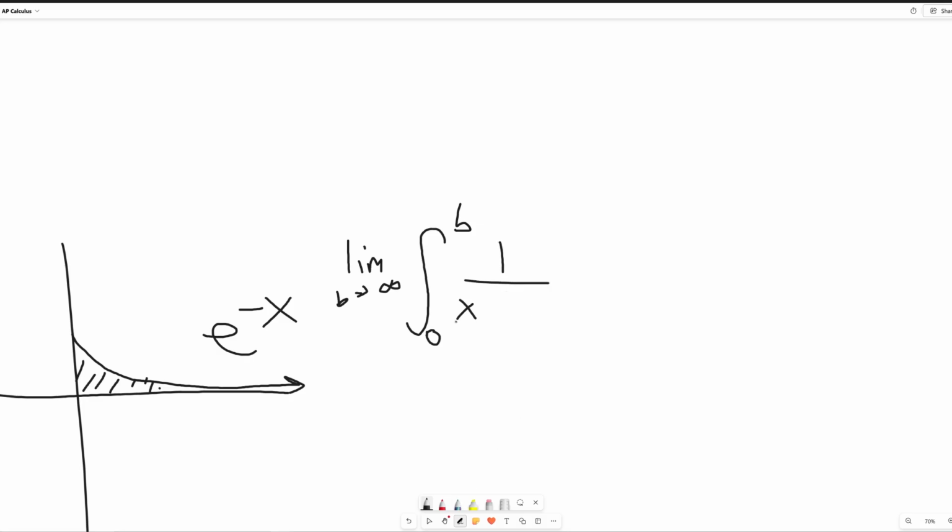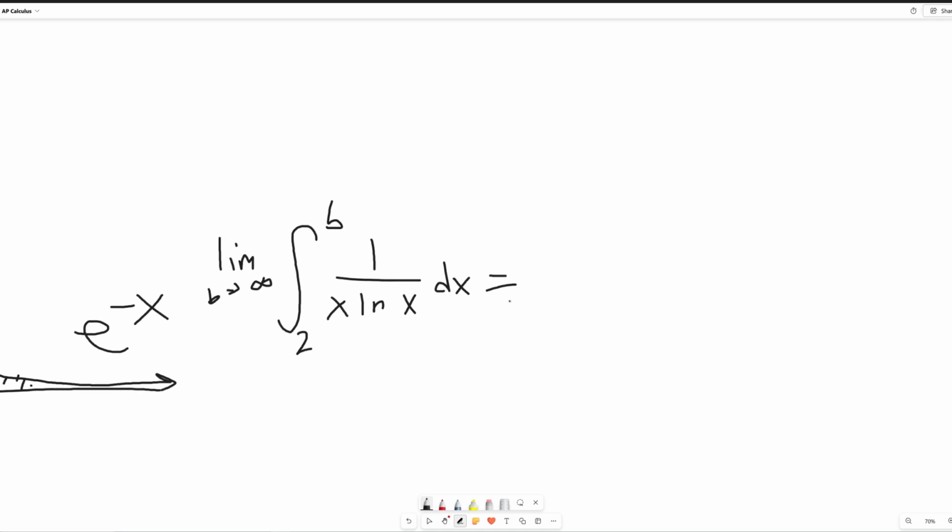1 over x ln of x. We know that 1 over x is divergent, has infinite area. But for 1 over x ln of x, we're going to go from 2 because ln of 1 is 0, so it doesn't exist. So, how would we integrate this?